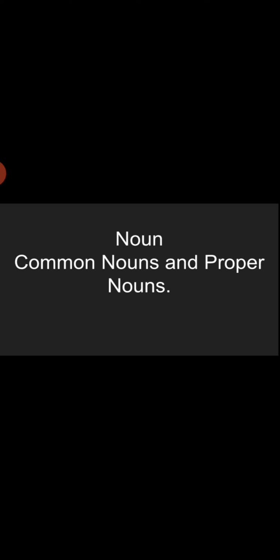So the first one is common nouns and proper nouns. A noun is a part of speech which identifies a person, and then place, then thing. You know who is a person, like Ravi and Sam. And place, you know what is a place, like Hyderabad, Secunderabad. Thing is a pencil, paper, and then doll, etc.